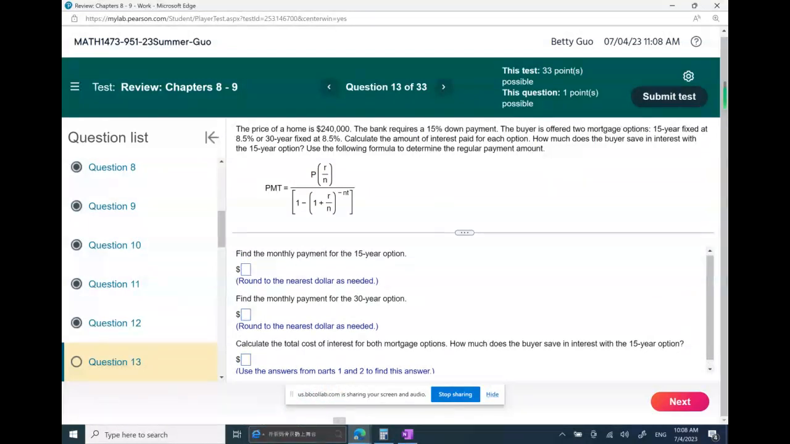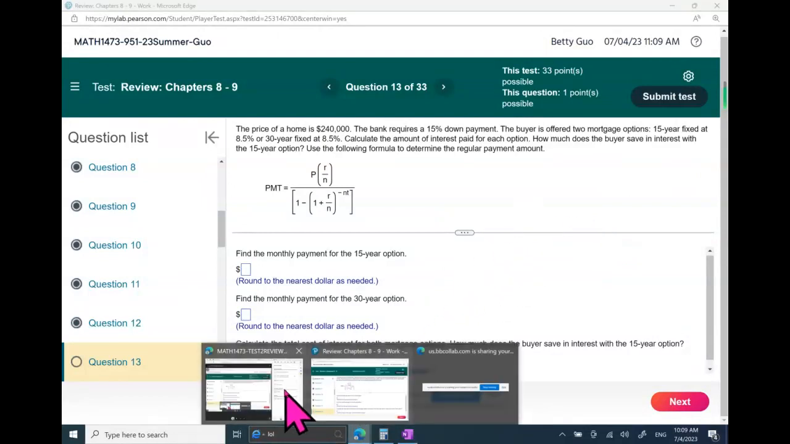I'm going to firstly get information for this question because I will not see it later. 2 options, right? One is 15-year, the other is 30-year. For both, the interest is the same, 8.5%. Price is $240,000, and you need to pay 15% down payment. That means you have to borrow the rest, 85%, right? Okay. Ready to go to my calculator?